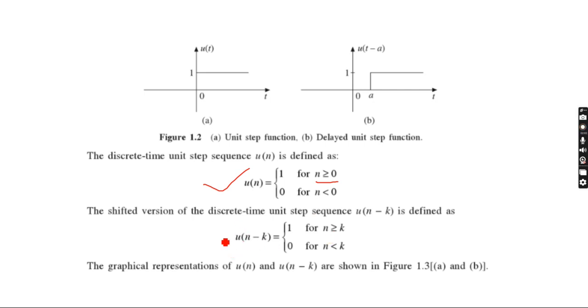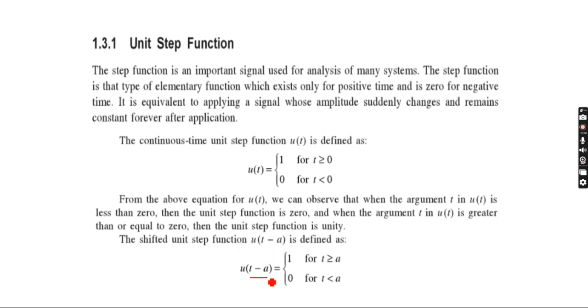Similarly, the shifted version of the unit step signal, like u of n minus k, here u of t minus a. Here u of t you can consider as u of t minus 0. It is 1 for t greater than or equal to 0. But in u of t minus a, instead of 0, here it is a. So the signal exists for t greater than or equal to a.